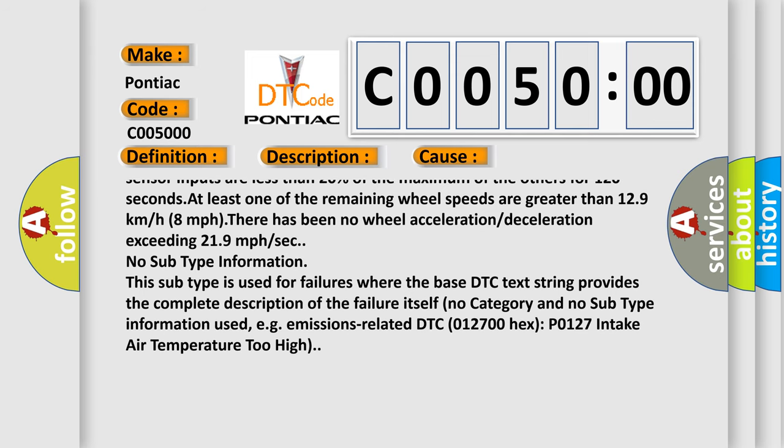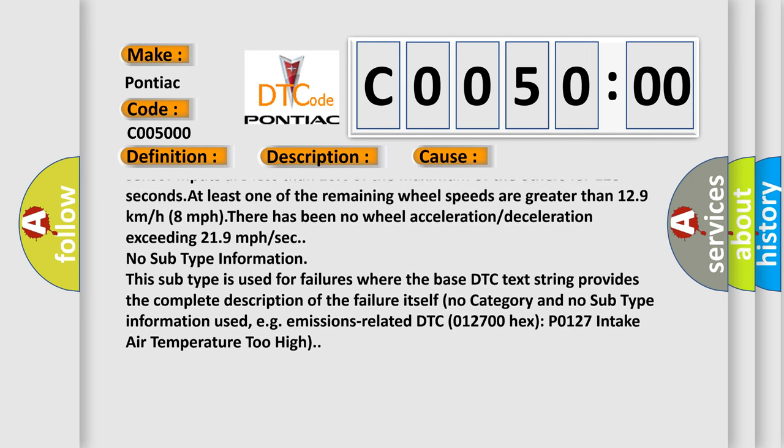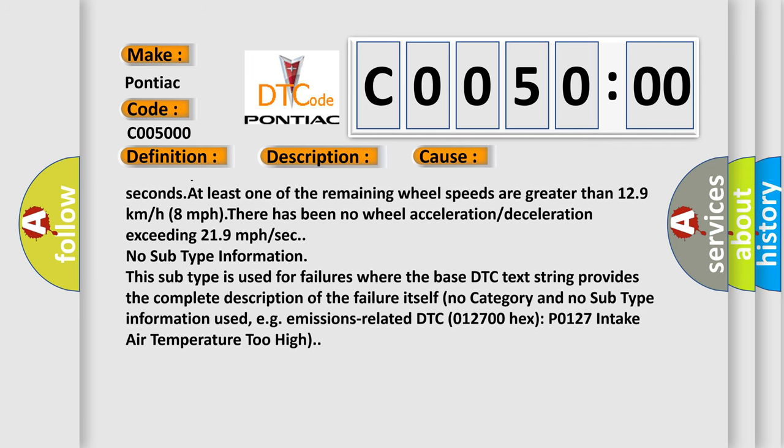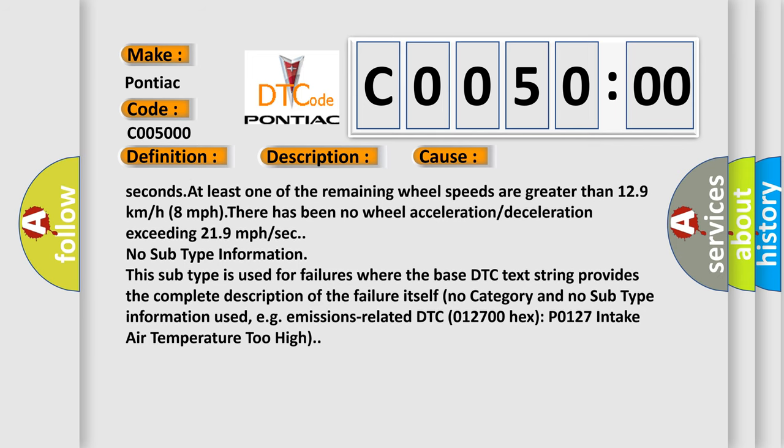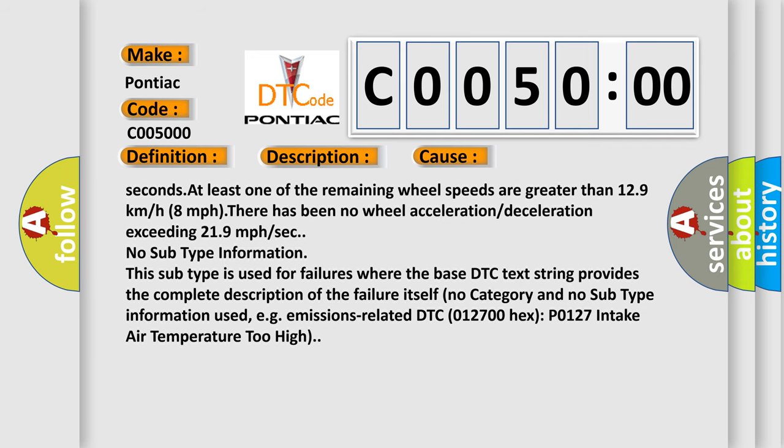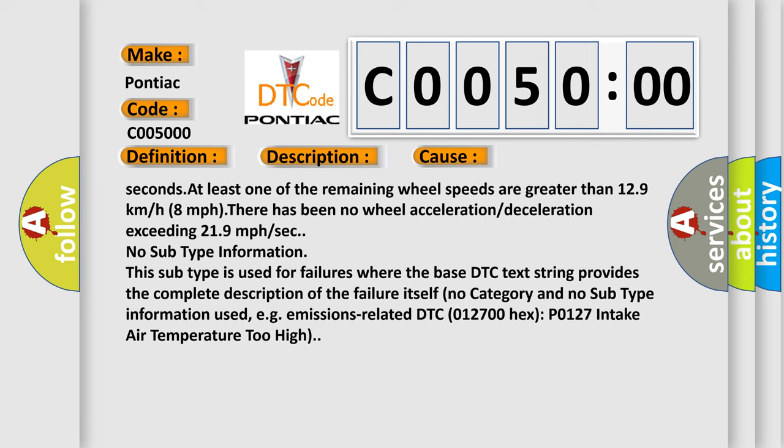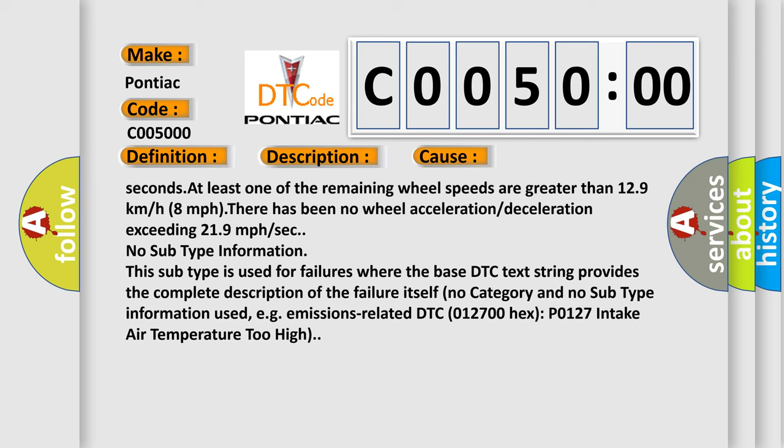No subtype information. This subtype is used for failures where the base DTC text string provides the complete description of the failure itself. No category and no subtype information used, e.g. emissions related DTC 012700 hex, P0127 intake air temperature too high.